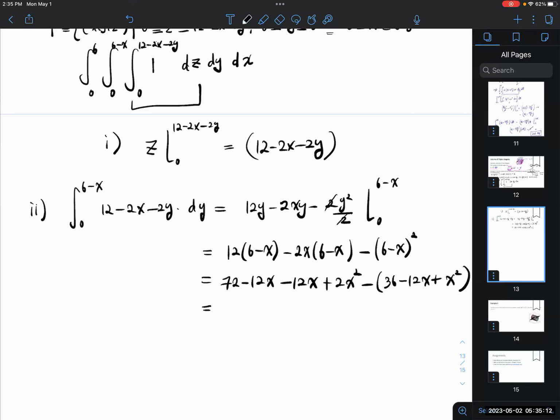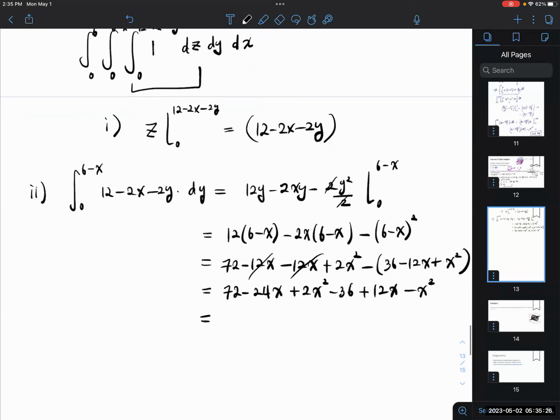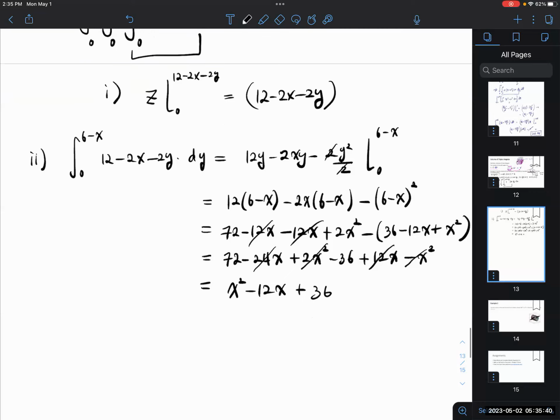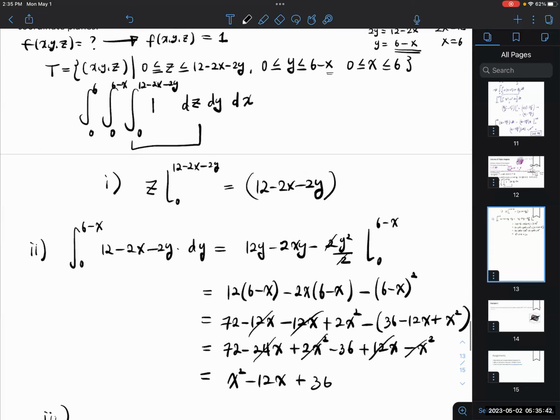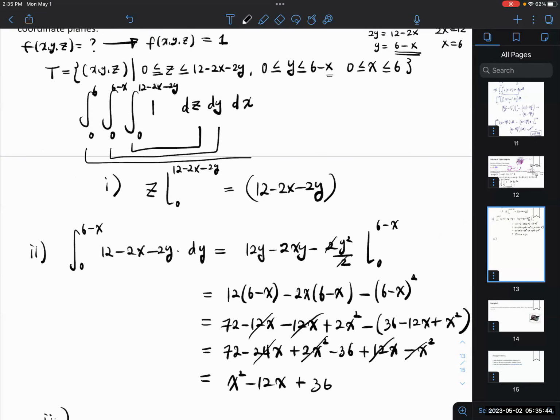So let's simplify. 72, then negative 24x, plus 2x squared, and then the distributive property with the negative number. And then simplify x squared, 2 minus 1, and then minus 24x plus 12x, minus 12x, and then 72 minus 36, which is 36. So that's what we've done. Now we're going to go to the last one. We finished the middle, go to the last.